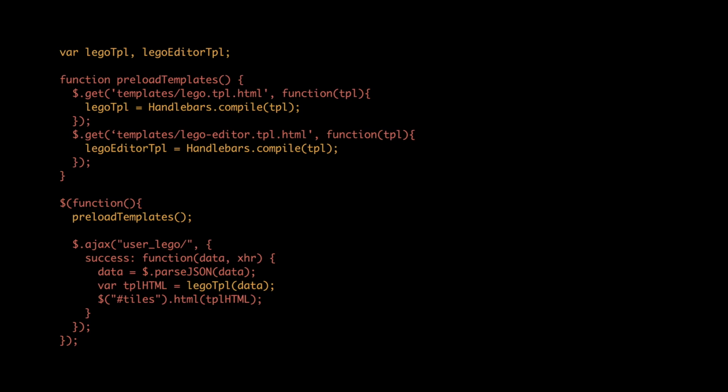Next, we've defined our preload function. So inside of this we have called two get requests that go to each respective template file. And when the template data is received, we store it in its global variable. See how Lego TPL and Lego Editor TPL are both used again? Because they're declared at that outermost level, they are global variables, and we are just modifying them inside of this function. So we're storing the compiled version of each of them in their respective variables.